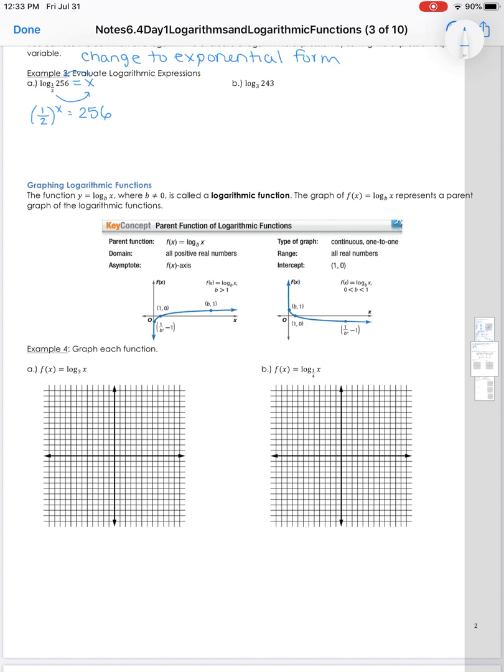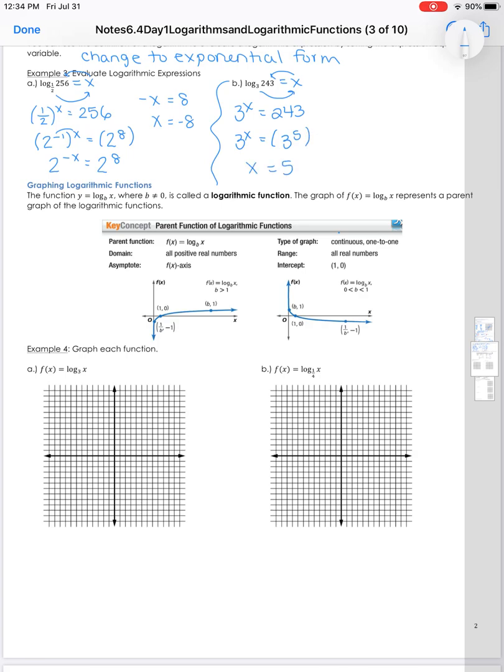And then we want to get it into the same base. So 256 can be in terms of 2's, so can 1/2. So 1/2 is 2 to the negative 1, to the x. 256 is 2 to the 8th. So when I distribute, I get 2 to the negative x equals 2 to the 8. So negative x equals 8, which means x is negative 8. For the next one, set it equal to x, do my circle. So 3 to the x equals 243. I can get it in terms of a base 3, because 3 to the 5th is 243, which means that x is equal to 5.